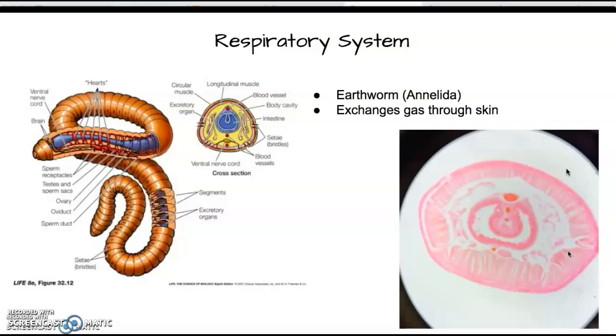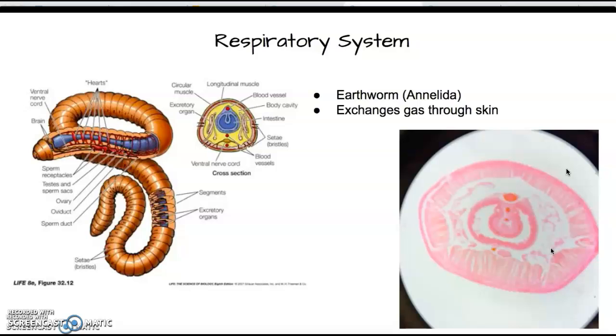Oxygen and carbon dioxide are able to pass through the earthworm's skin because the earthworm keeps its skin moist. For that to happen, there are pores and ducts on the epidermis, the top surface of the worm's skin, that help excrete body fluids and mucus, and that's what keeps the earthworm moist. If it wasn't kept moist, it wouldn't be able to do the gas exchange that it needs in order to live.